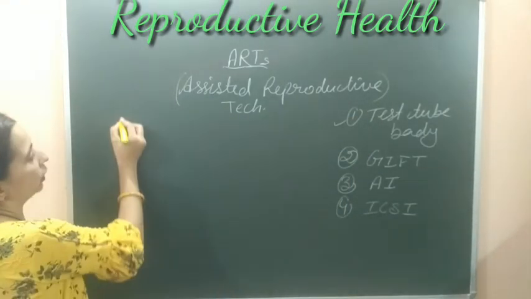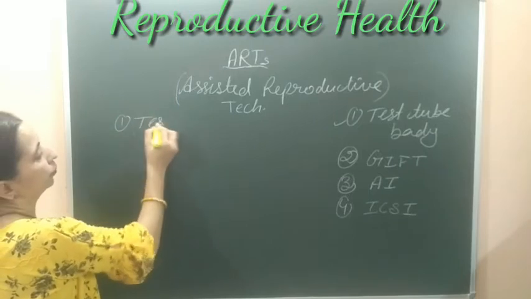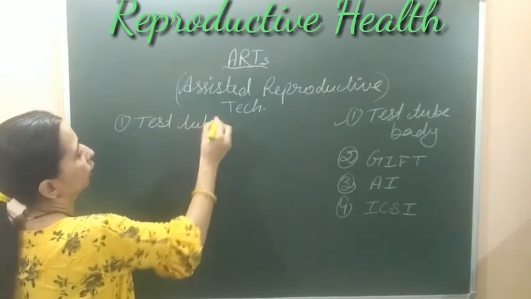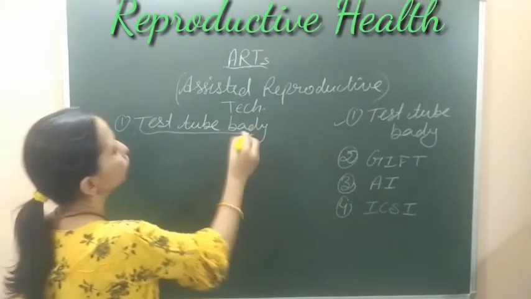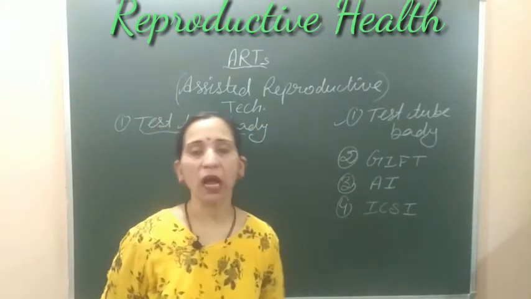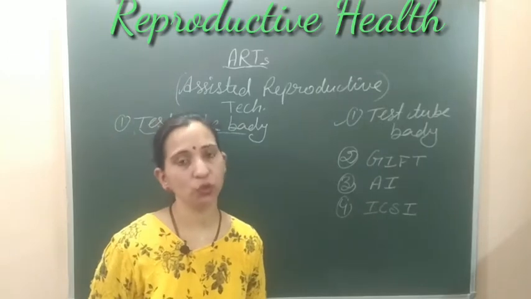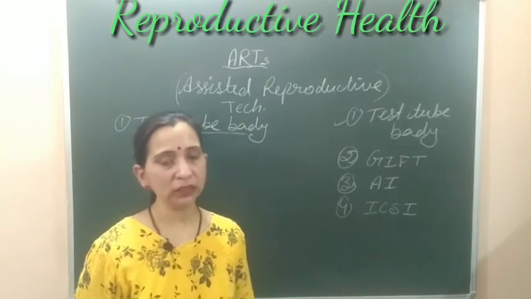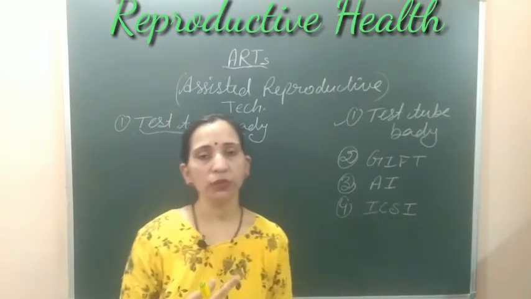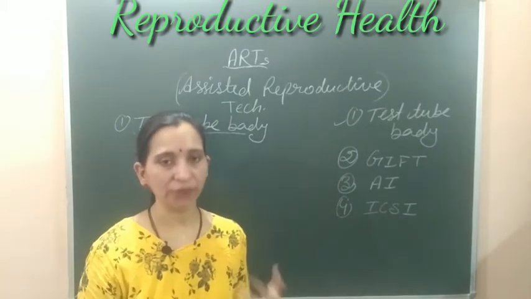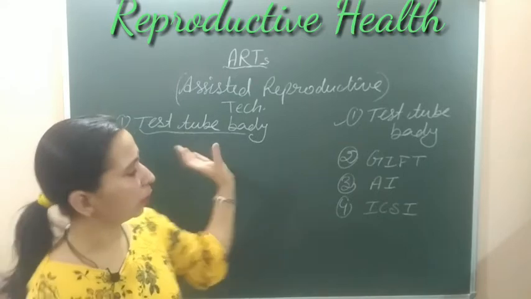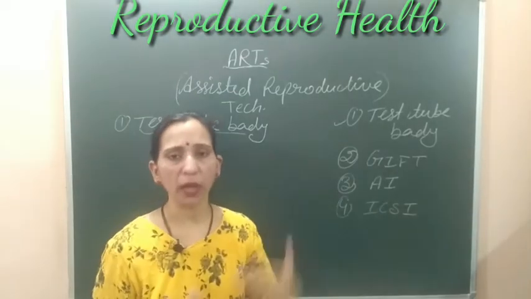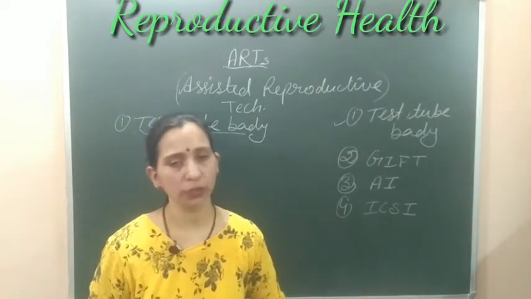In this technique, that is test tube baby, this is the condition which is used where the females have an obstructed fallopian tube, where due to any reason the fallopian tubes are not able to convey the ovum, or any reason where the couples are not able to have the babies, then this technique is utilized.